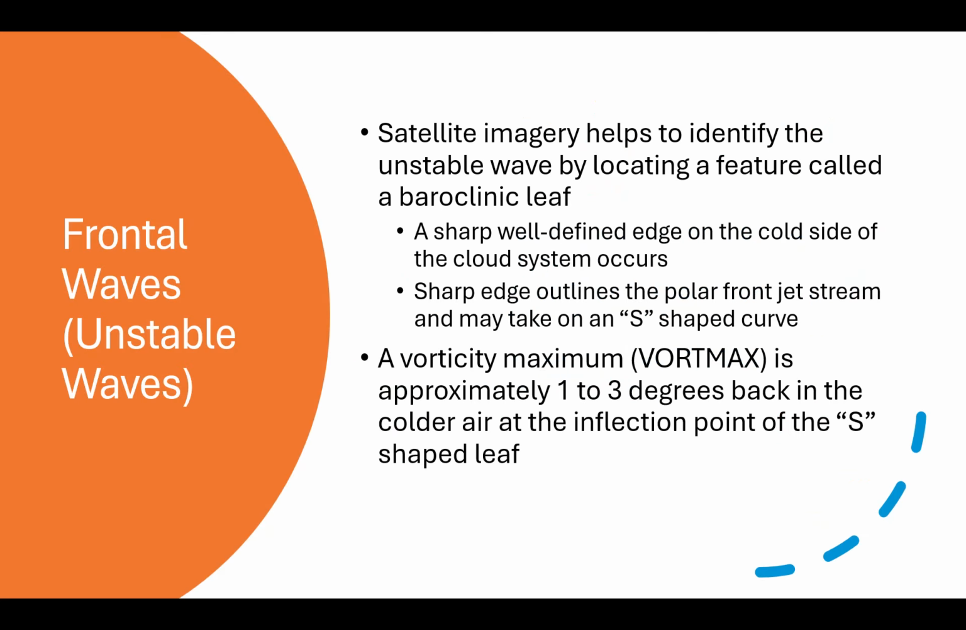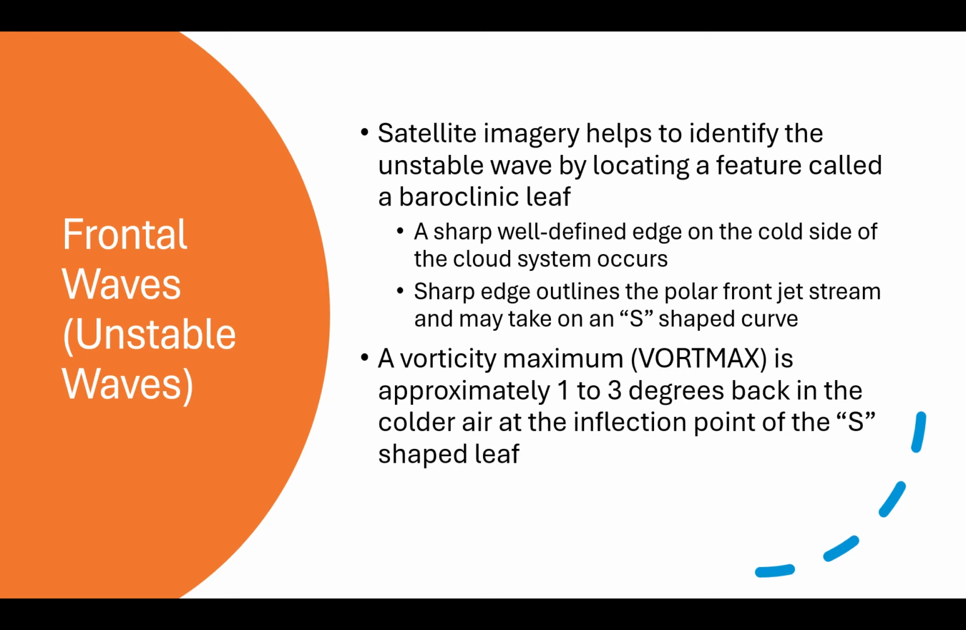With unstable waves, satellite imagery is a great tool to identify them. It helps to identify them by locating a feature called the baroclinic leaf. I'll show you an example of that baroclinic leaf on the next slide. But basically, on a weather satellite image, it's a sharp, well-defined edge on the cold side of the cloud system. This sharp edge outlines the polar front jet stream and may take on an S-shaped curve. You'll see this in the cloud pattern. It's very extensive and takes on more of an S shape. And I'll show you an example of what that shape looks like in a minute.